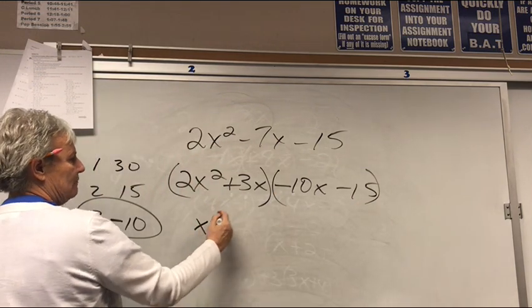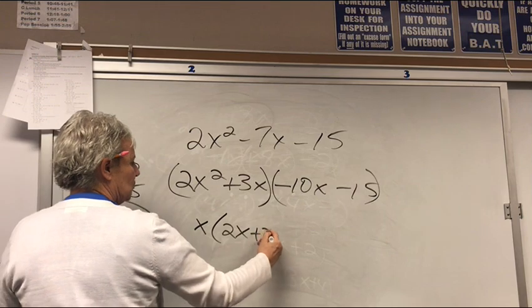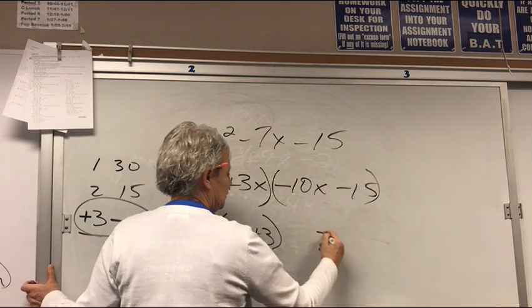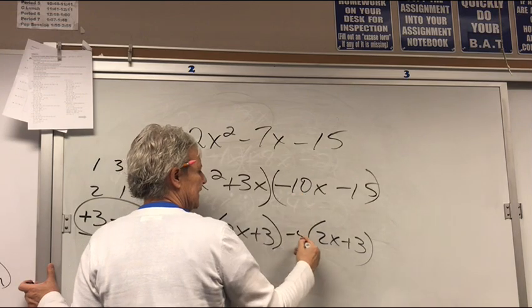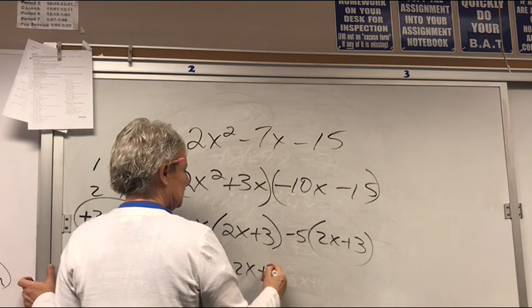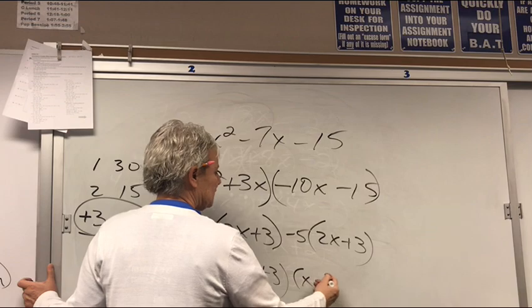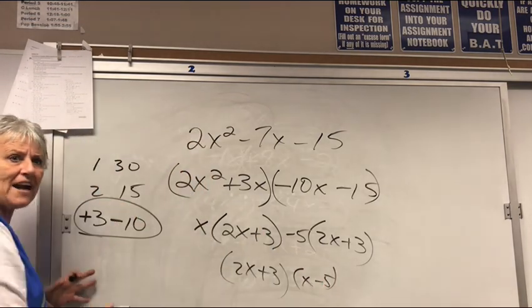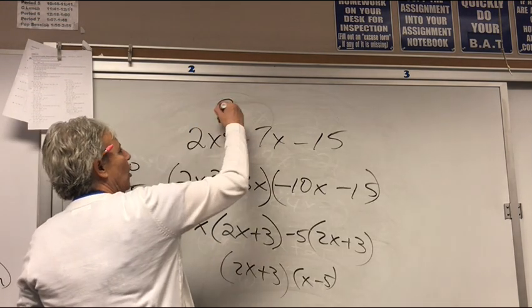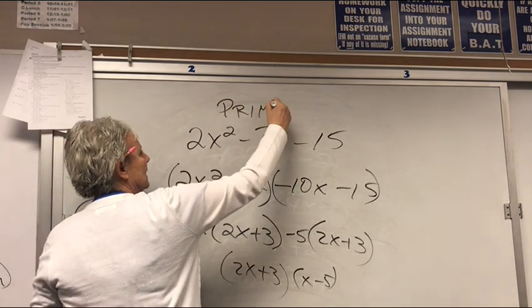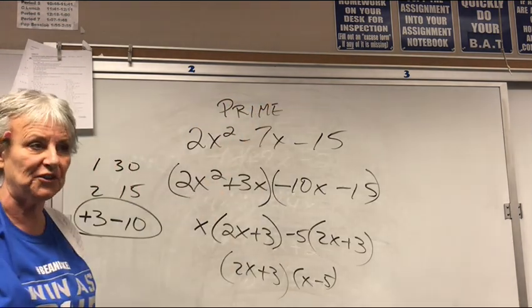x is the greatest common factor. 2x plus 3, 2x plus 3, negative 5. 2x plus 3, x minus 5. By the way, if you list all the factors and none of them equal the middle, your answer is called prime. That means it cannot be factored.